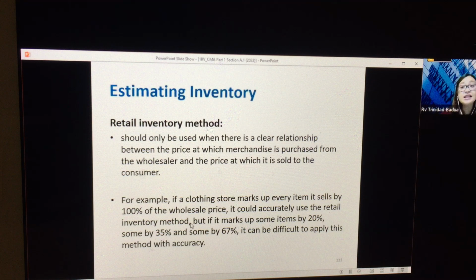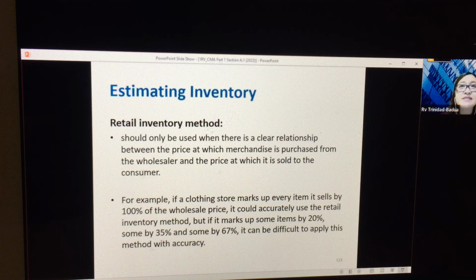Kung halimbawa, lahat ng goods natin dito sa ating store ay pag ibibenta natin siya, ang markup natin sa kanya ay 100%, you can use the retail. Ang mahirap doon, pagkahati. For example, may items na 20%, items na 35%, and yung items ay 67%. It can be pretty difficult to use the retail inventory. Pero pag blanket, it's okay. Pero kung magkakaiba, so pag i-apply mo din siya, iba-iba.